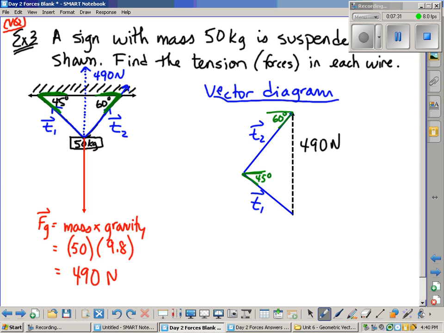Getting those in the right spot is extremely important. The most common mistake I see is that people say, this is 60 and this is 45. This one might be 45, but this one's definitely not 60. And don't just throw them in willy-nilly. You really have to make sure you know where those angles are. Once you have those two in place, the rest is some of the math we already know.